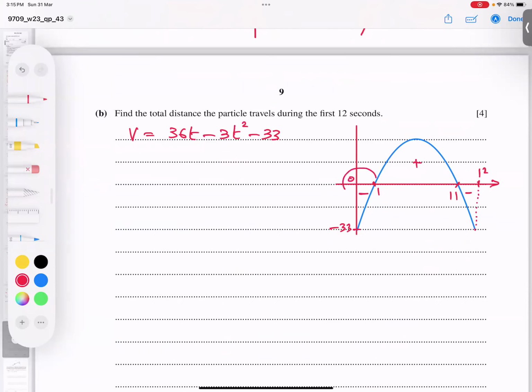So 0 to 1, we will take a negative sign, 1 to 11 take positive, and 11 to 12 negative. Because the area is coming negative, how do we eliminate it? Look at the way. I will find the distance in one step. For 0 to 1, I will copy this whole equation here.